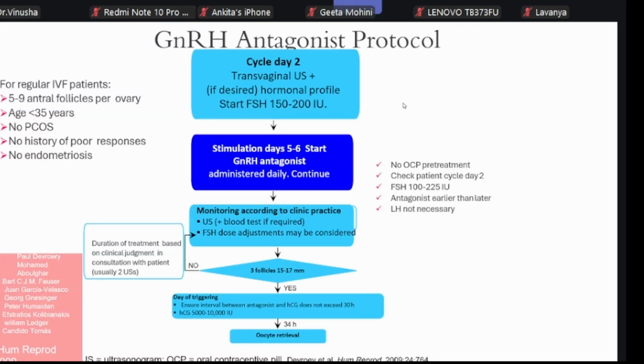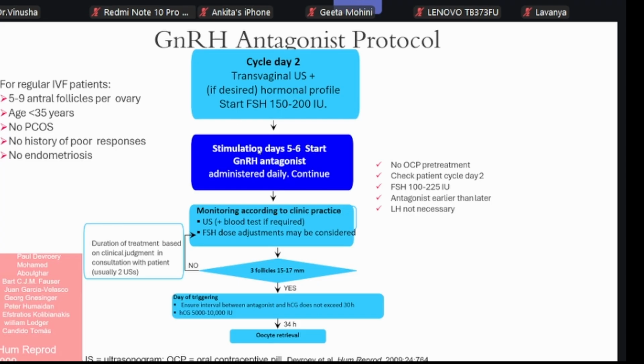This is the antagonist protocol. How we do it: on day 2, we do a baseline scan and the hormonal profile. If everything is normal, then we start with 150 to 200 units of FSH. Now we are doing the combined FSH plus HMG protocol. So we combine 150 to 200 units of recombinant FSH, along with HMG 75 or 150. And we give for 4 days and we do the scan.